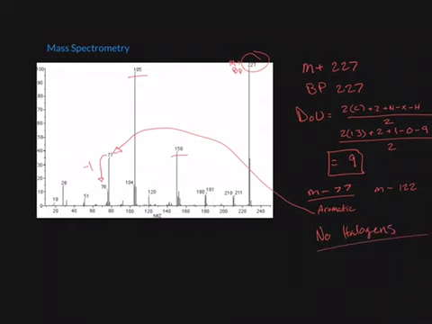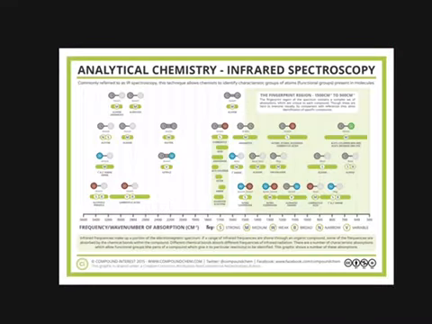Now we can move on to the next chart. The next chart that we're going to be looking at is infrared spectroscopy, and this is a chart to show different functional groups and things going on in the molecule. It's something good to look back over when we're examining our next chart.